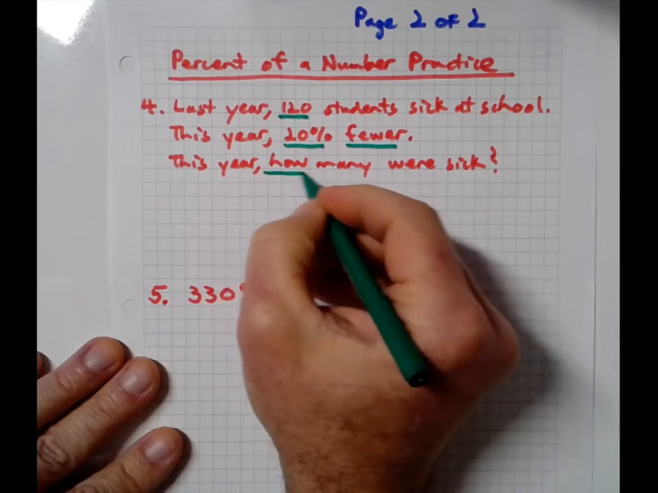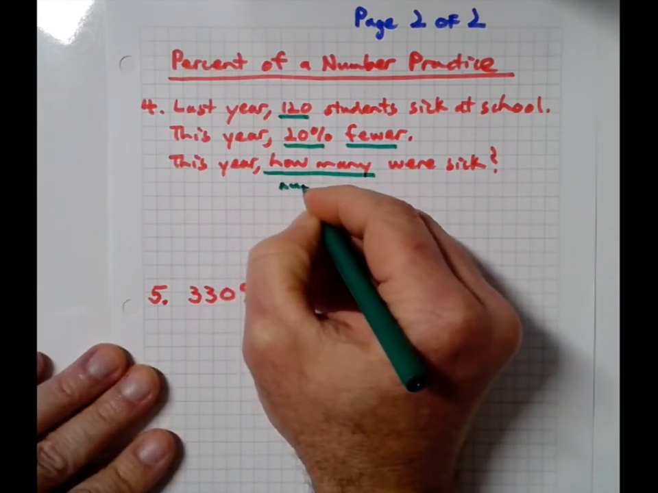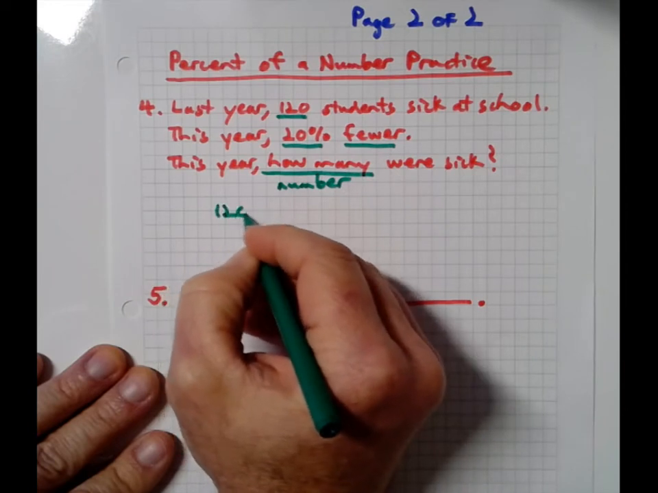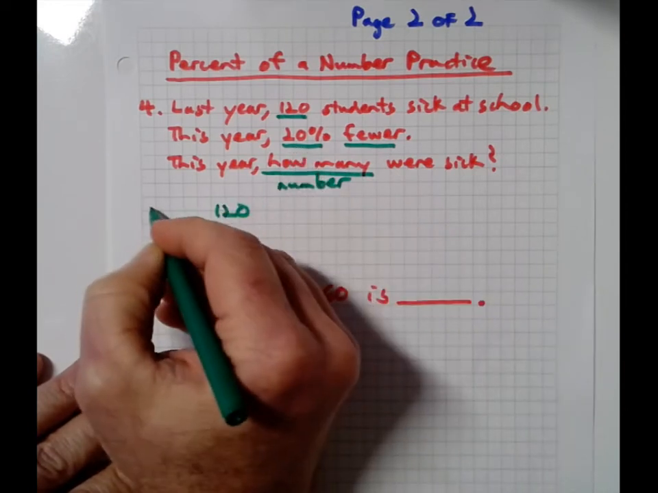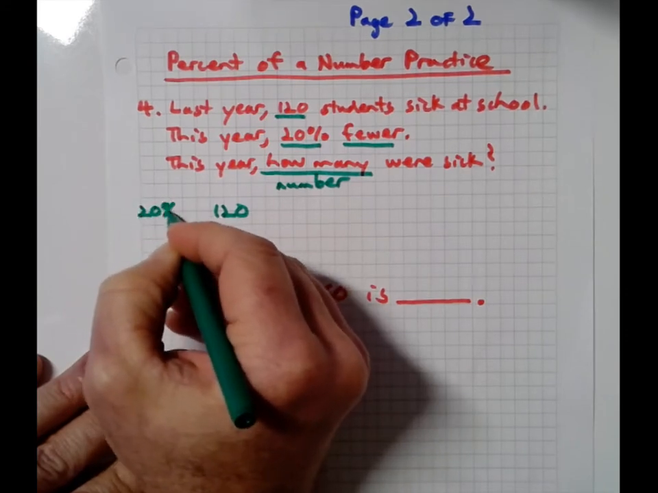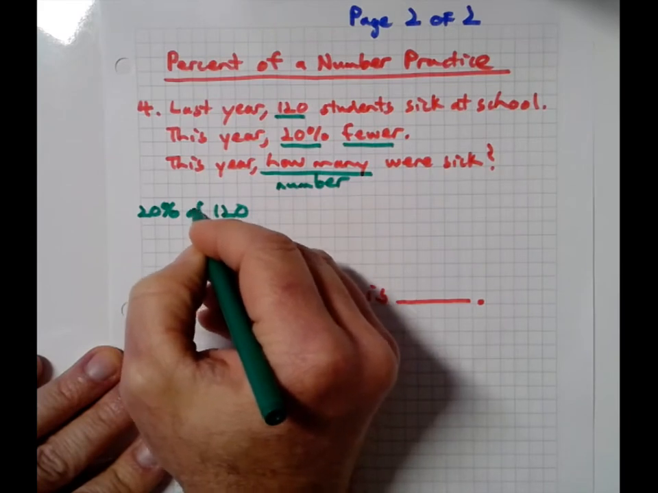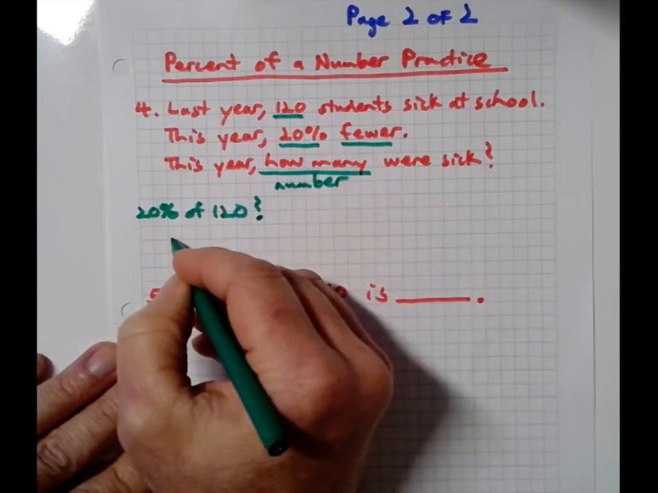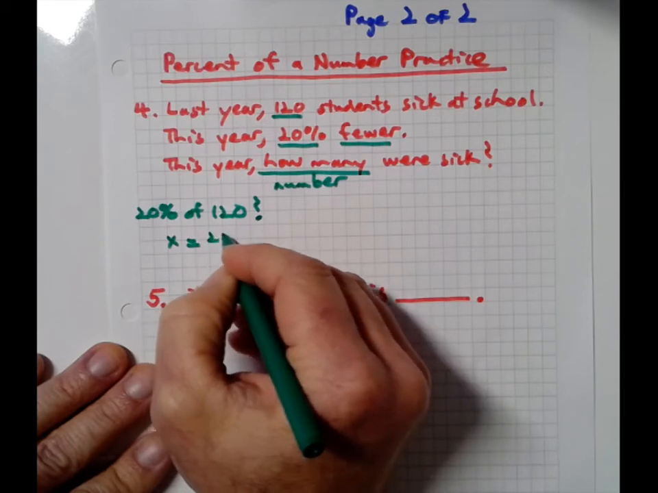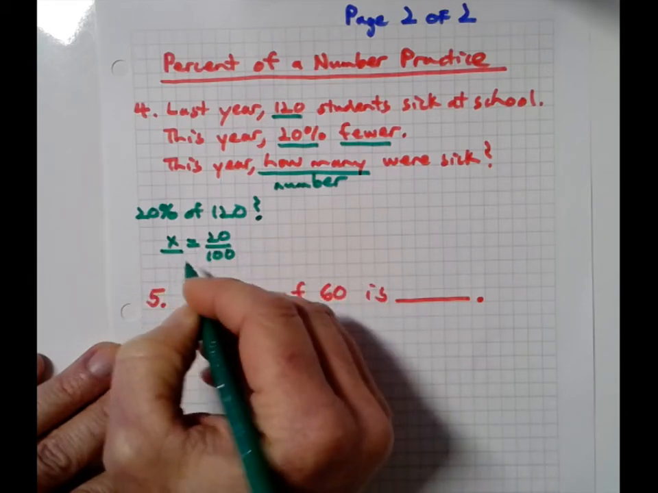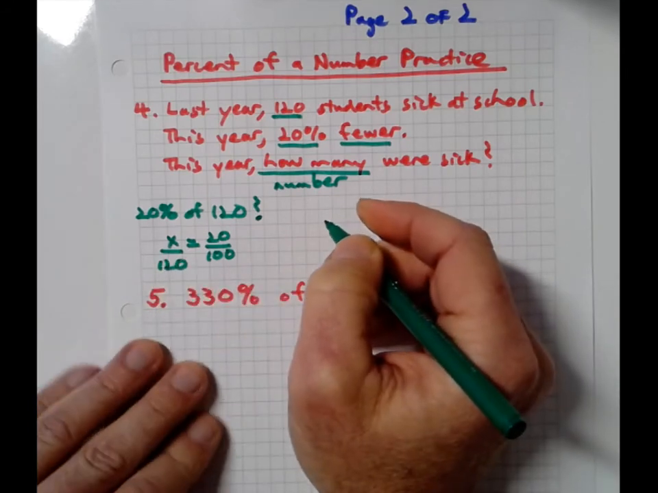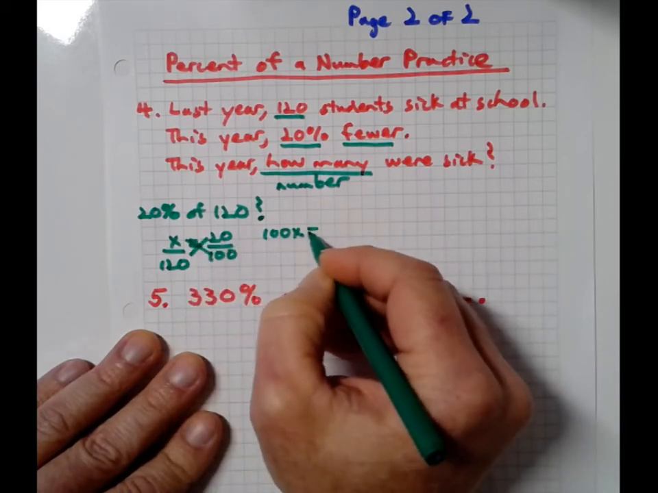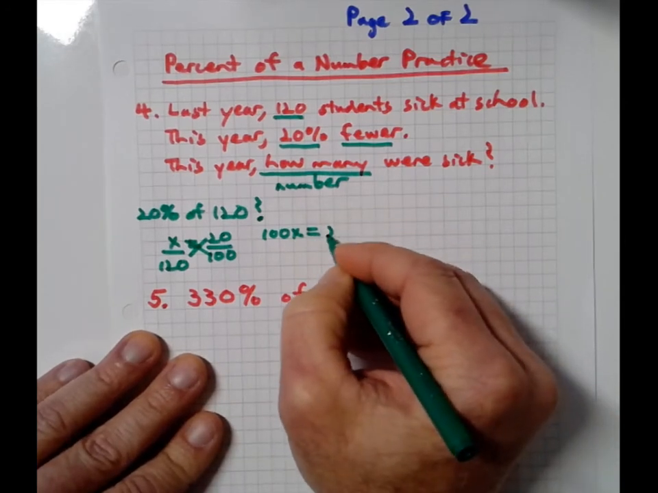So this year, how many? That means we need a number. So we're going to use these percentages to get a number. So last year, 120. If I could only figure out what 20% of 120 is, then I could subtract it. Okay, here we go. What is 20% of 120? Cross multiply, equals 120 times 20, 24.